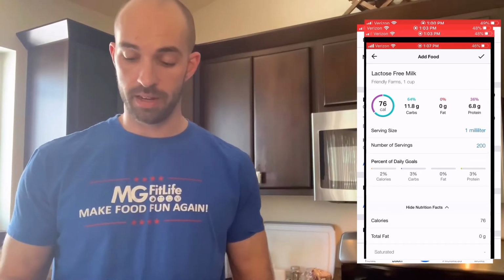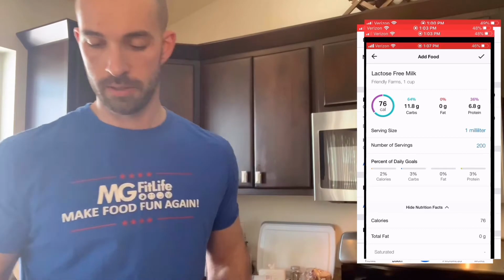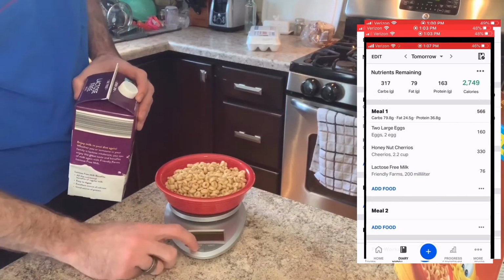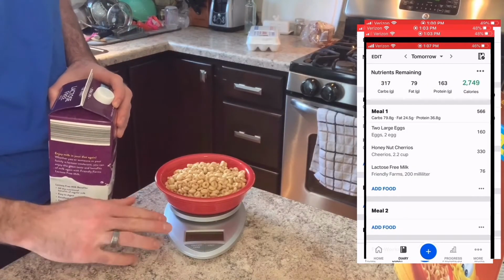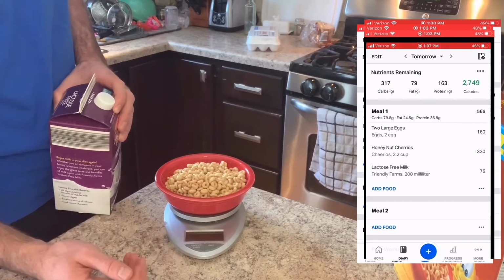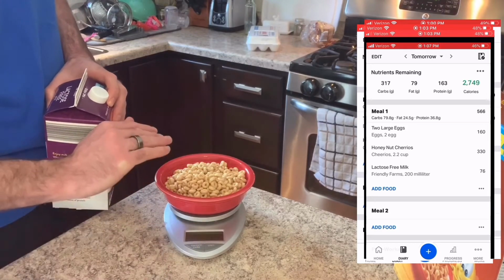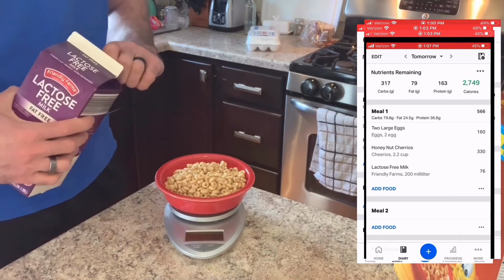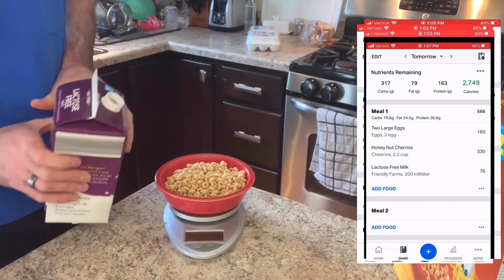How am I going to do that? Easy, 200 milliliters. Again, cereal still on there. We're going to turn it on, tare it out, zero it out. Okay. It is zeroed out. Now we know we need to add 200 milliliters or 200 grams in this case.